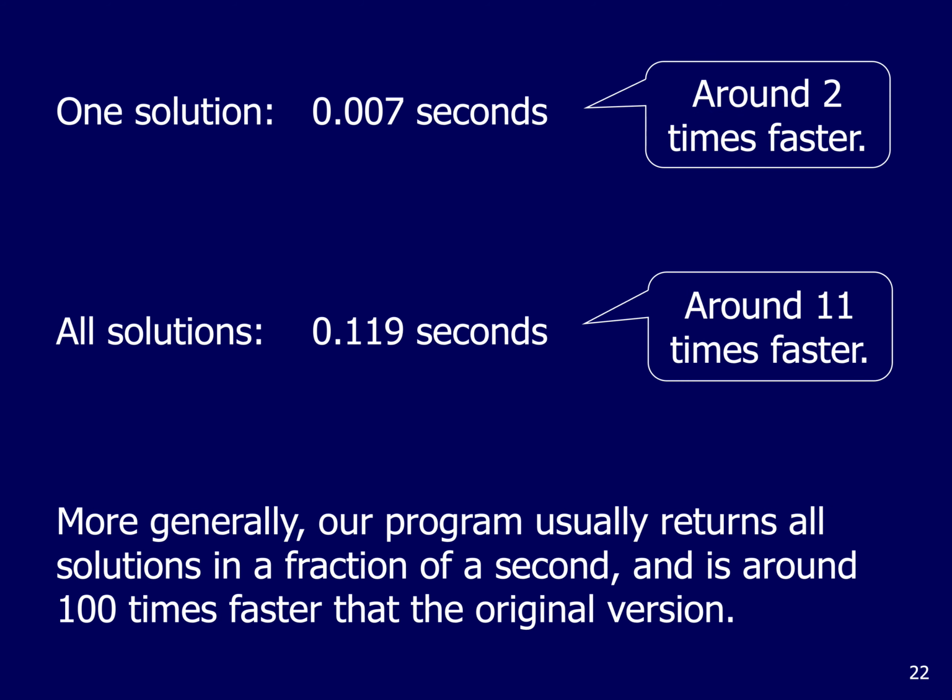In terms of actual performance, now our final solution finder, solutions double prime, will find one solution in 7 1,000ths of a second, which is about twice as fast as what we had before, and it will find all possible solutions in about 0.1 of a second, which is about 11 times faster than what we had before. And actually, if you try some more experimentation, more generally, the final program which we have produced usually returns all solutions to a countdown problem in a fraction of a second and is around 100 times faster than the original brute force program which we had.